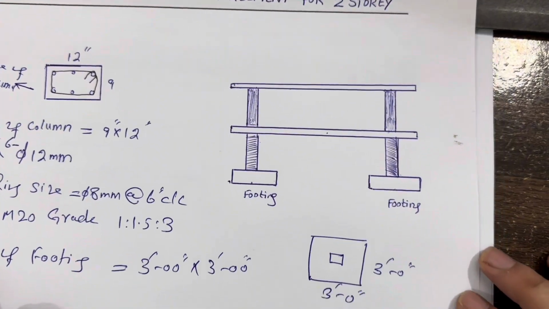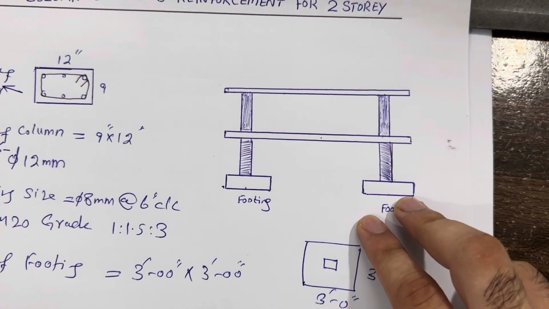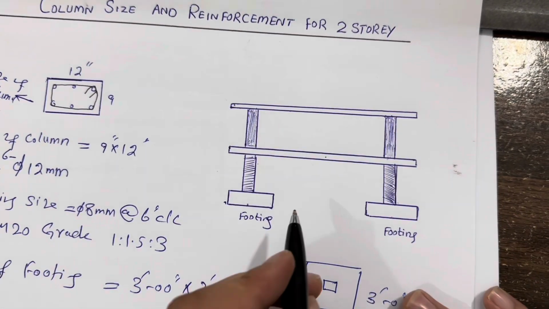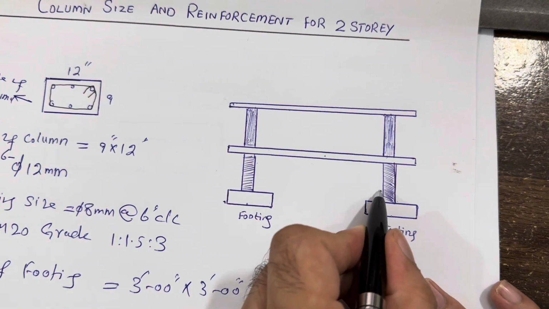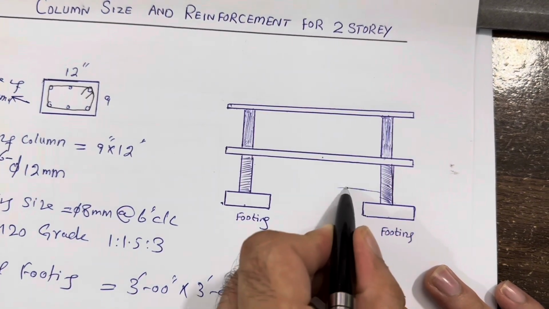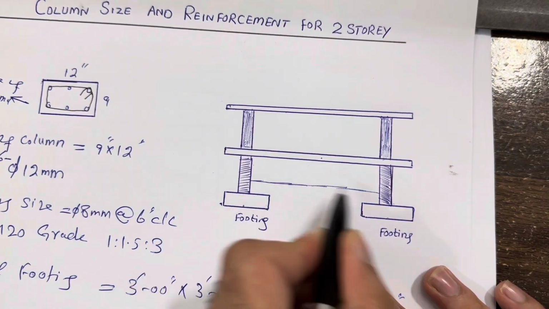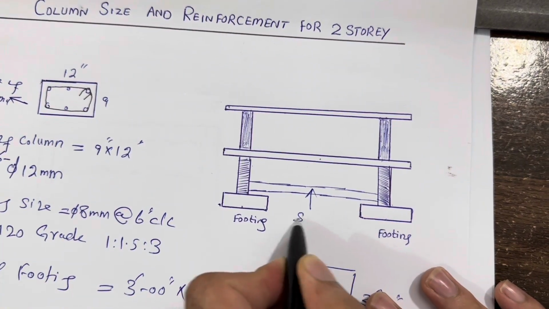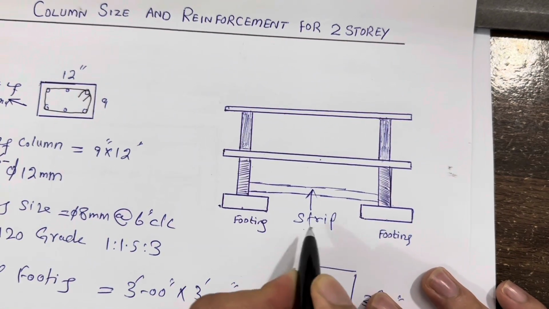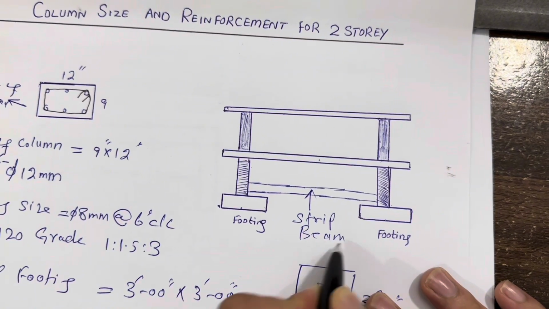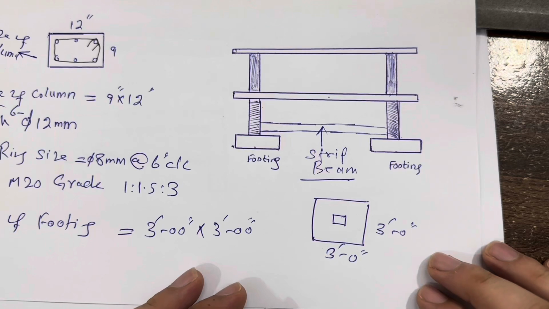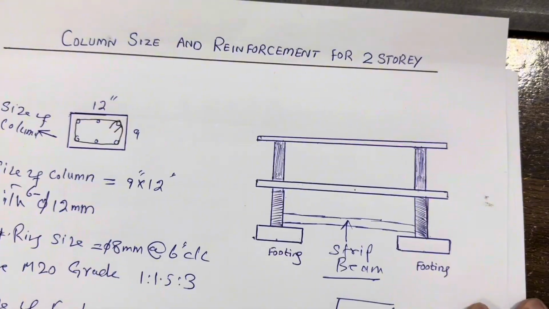But remember one thing more guys, on the top of these footings we should provide the beam. So the beam should connect the footings with each other like this, which is called a strip beam. This is very important. So the size is 3 by 3 feet, but this is the minimum, not the maximum size, as I discussed before.